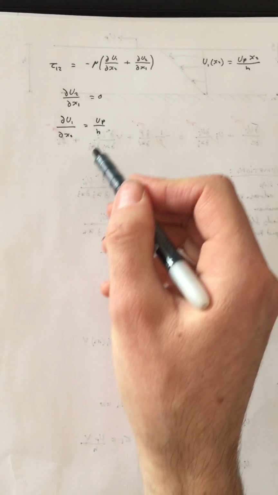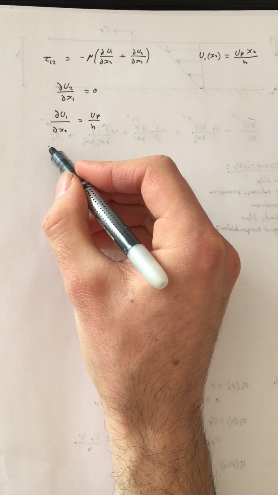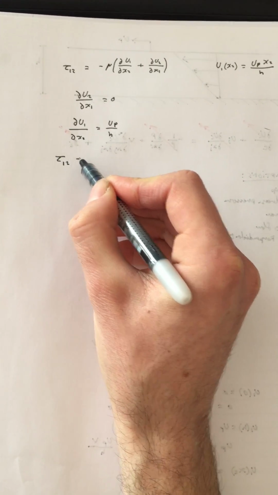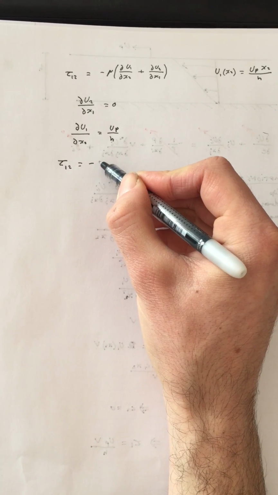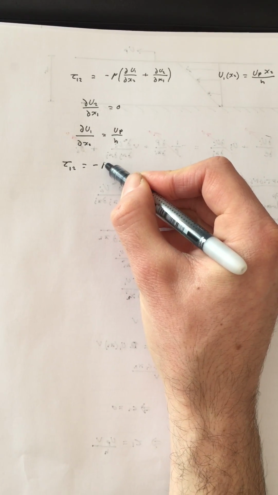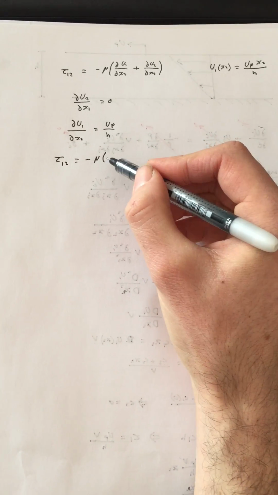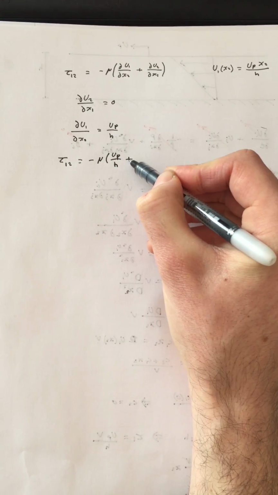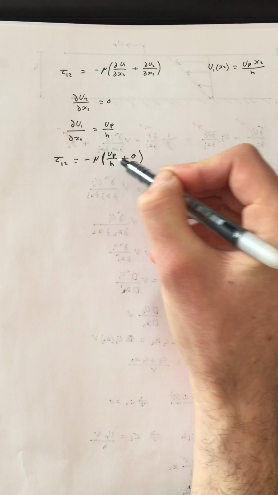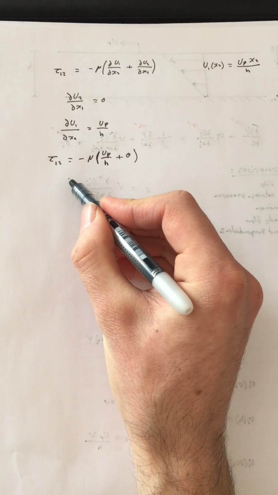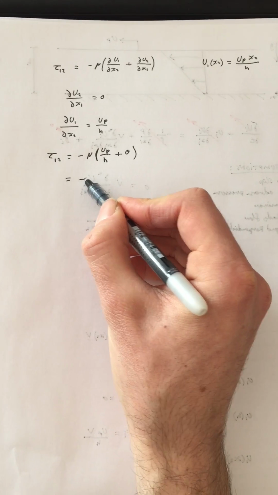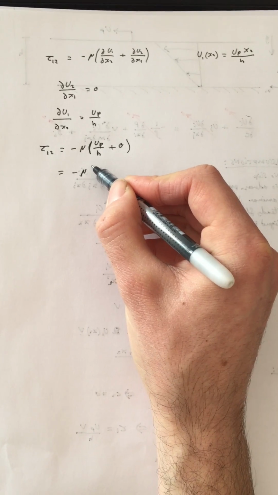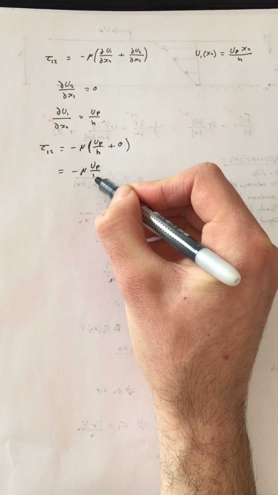So plugging this into our shear stress equation, we get tau is equal to minus the dynamic viscosity times Up over h plus 0. So that's equal to minus dynamic viscosity times Up over h.